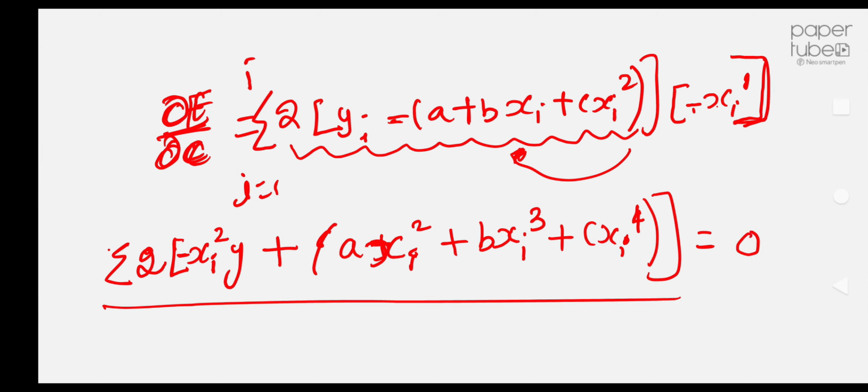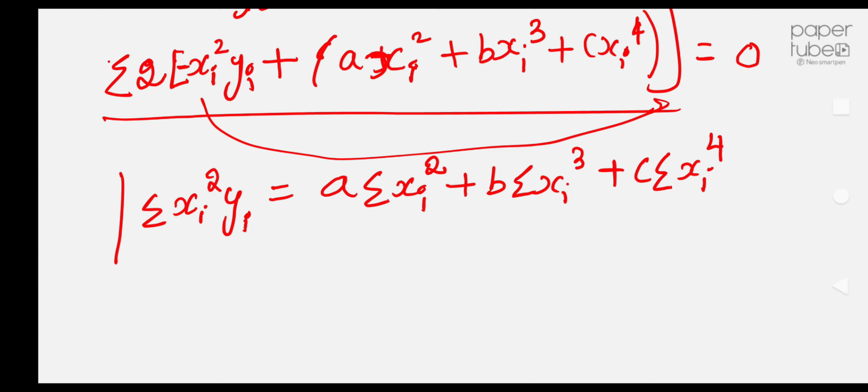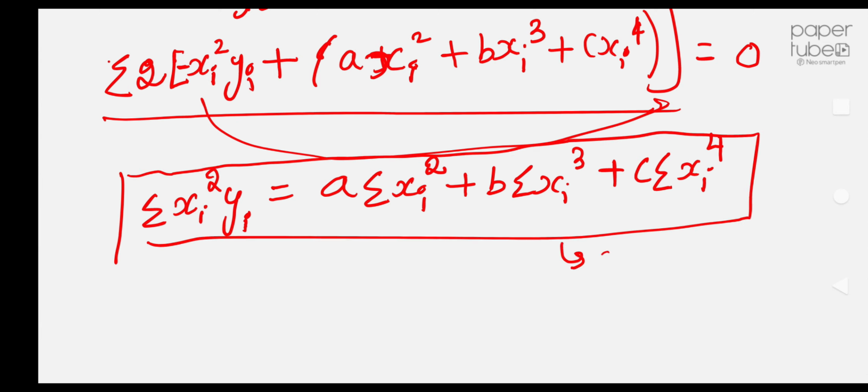So you can simplify this equation by taking this one to the other side. The summation of x_i squared multiplied by y_i should be equal to a summation of x_i raised to the power 2 plus b summation of x_i raised to the power 3 plus c summation of x_i raised to the power 4. Let's box this equation. I'm going to call this equation 3.